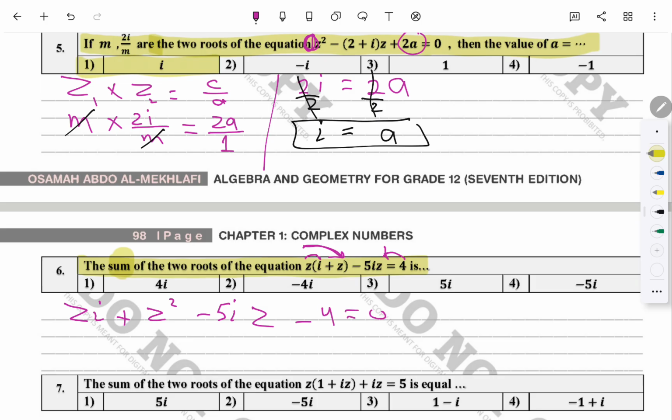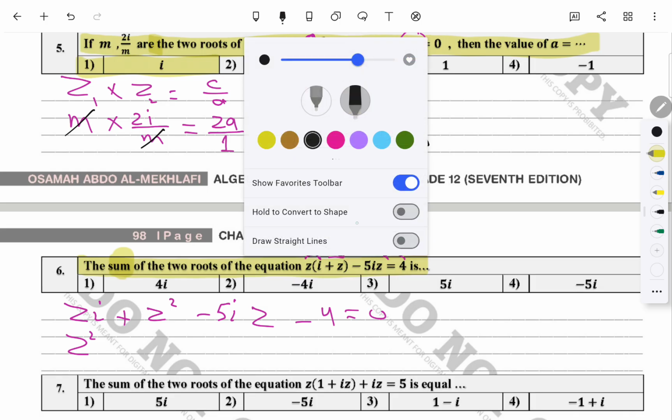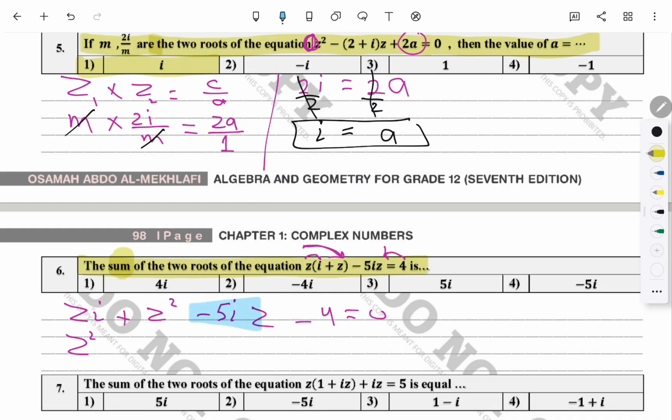Reorder and add like terms. We can start with z squared, then these two can be collected together by taking the like term. The like term is z, so here I can have negative 5i and plus i, all with z, minus 4 equal to 0. We can combine them to get z squared minus 4iz minus 4 equal to 0.